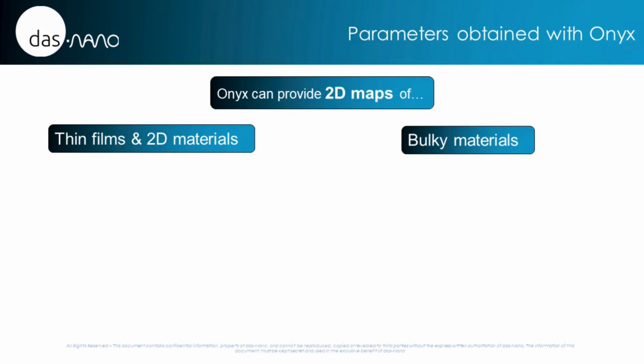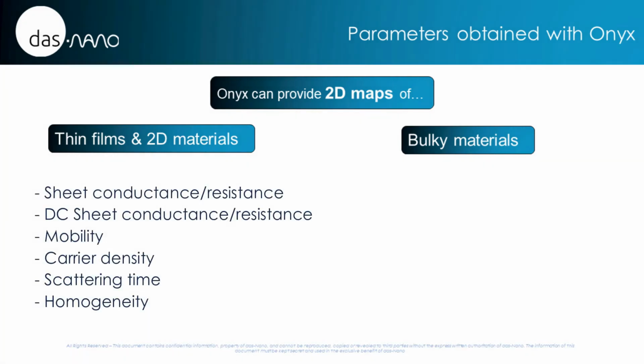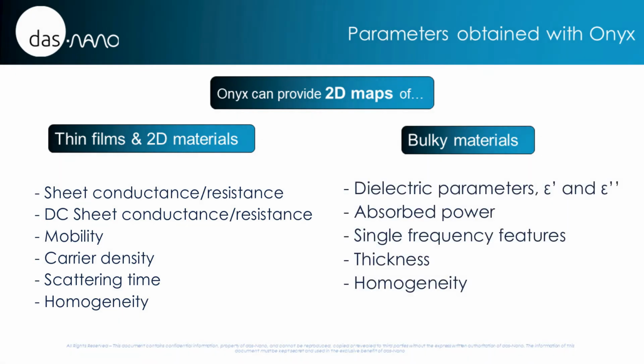The use of complex algorithms allows us to calculate parameters such as sheet resistivity and carrier mobility in thin films and novel 2D materials, or dielectric parameters and dimensions in bulky materials. Then, a wide variety of materials can be fully characterized by a single tool.